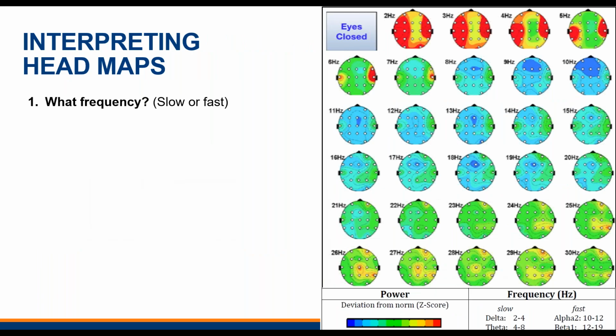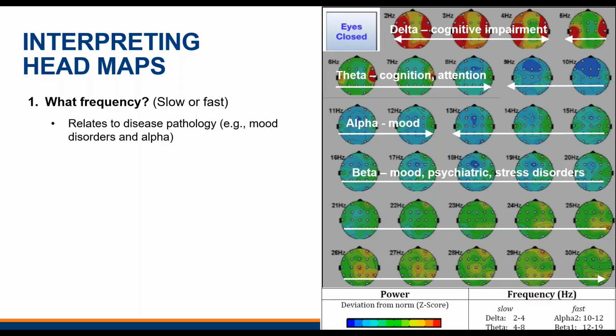So when we interpret head maps, there are three things to consider. Of course, what frequency are you looking at? Is it a slow frequency band or a fast frequency band? That's really because frequencies relate to disease pathology. When you see alterations in delta, oftentimes that's going to relate to cognitive impairment. Theta will relate to cognitive impairment as well, and also attention. Alpha is going to relate to mood disorders. Mood often shows up in alpha. And then beta has a variety of things going on. It can be mood, it can be psychiatric disorders, stress disorders, and as you'll see, neuroinflammation. So it's really important to keep in mind what frequency band you're looking at.